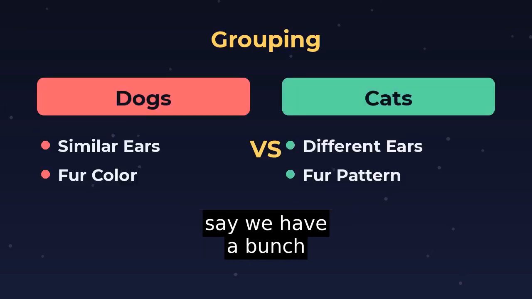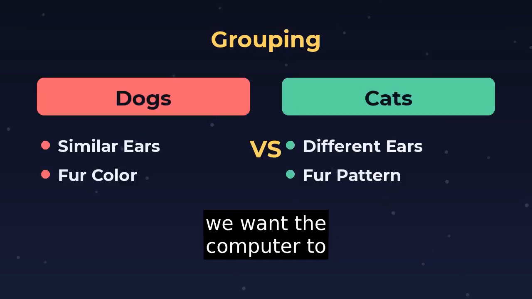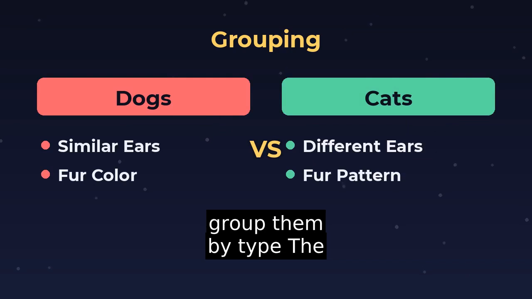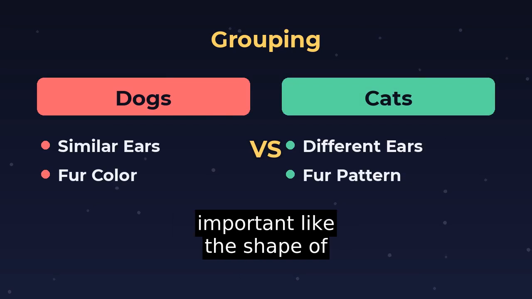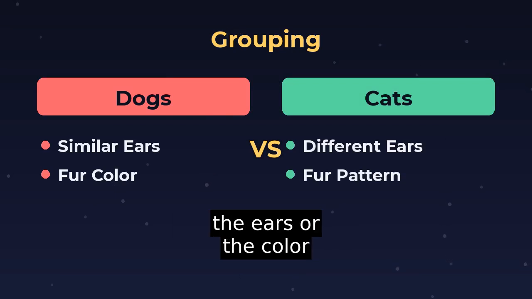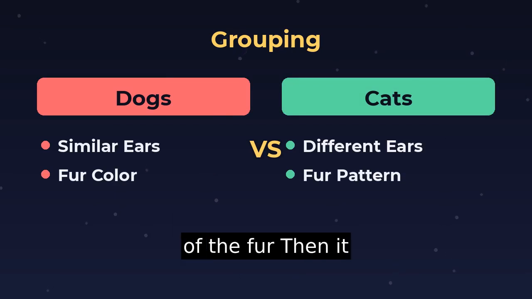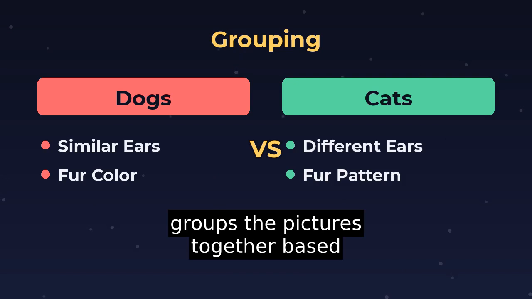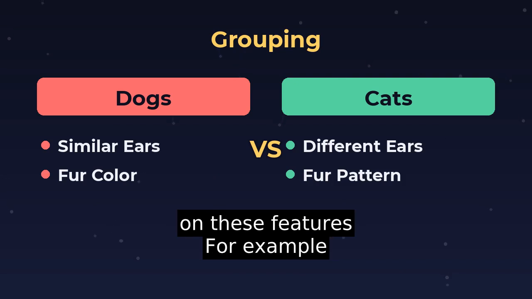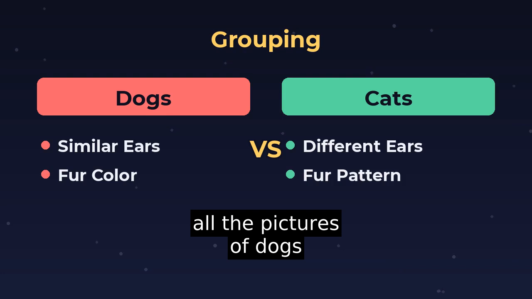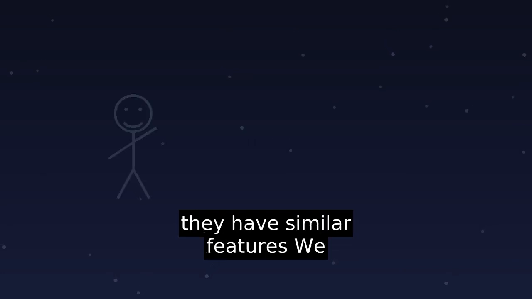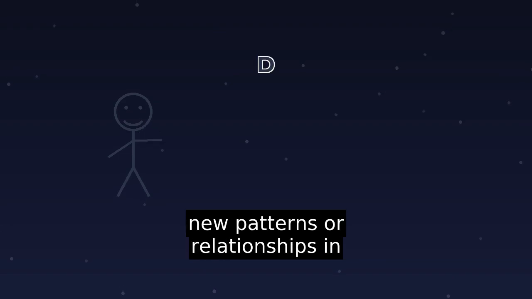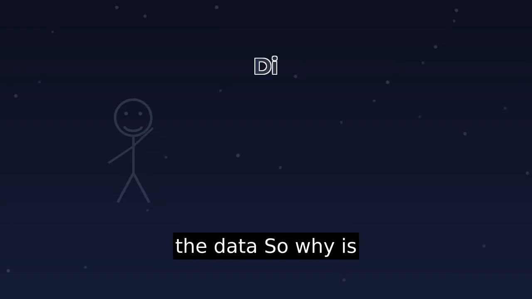Let's say we have a bunch of pictures of animals, and we want the computer to group them by type. The computer looks at each picture and decides which features are important, like the shape of the ears or the color of the fur. Then, it groups the pictures together based on these features. For example, all the pictures of dogs might be grouped together because they have similar features. We can use this to discover new patterns or relationships in the data.